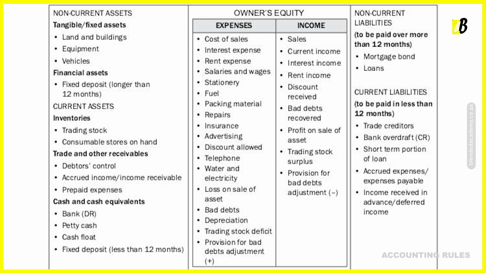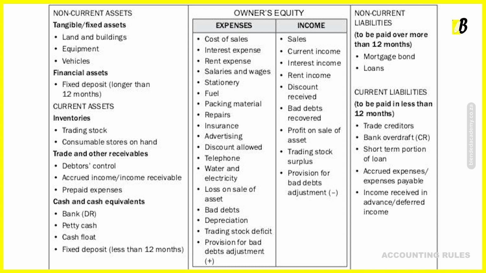So now let's get to current asset, and under our current asset we've got our inventories, which include your trading stock, your consumable stores on hand, and we've got your trade and other receivables, which include your debtors control, your accrued income or income receivable, and your prepaid expense. And then we've got your cash and cash equivalent. Now that includes our money, your petty cash, your cash flows, and your fixed deposit, which is less than 12 months. Okay, fine. Now let's move to our liabilities.